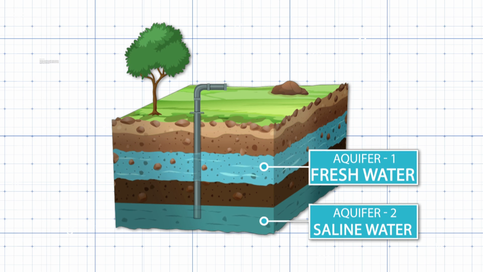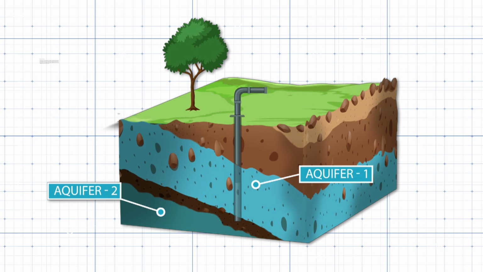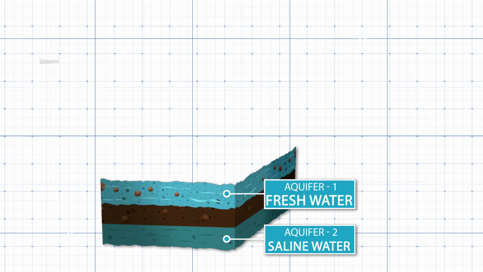It is possible that water in some of the aquifers is fresh and in some others it is saline or of bad quality. Again, it is not necessary that aquifers will always be horizontal, as they may be inclined also, something like this. Aquifers are the fundamental units of occurrence and movement of groundwater.